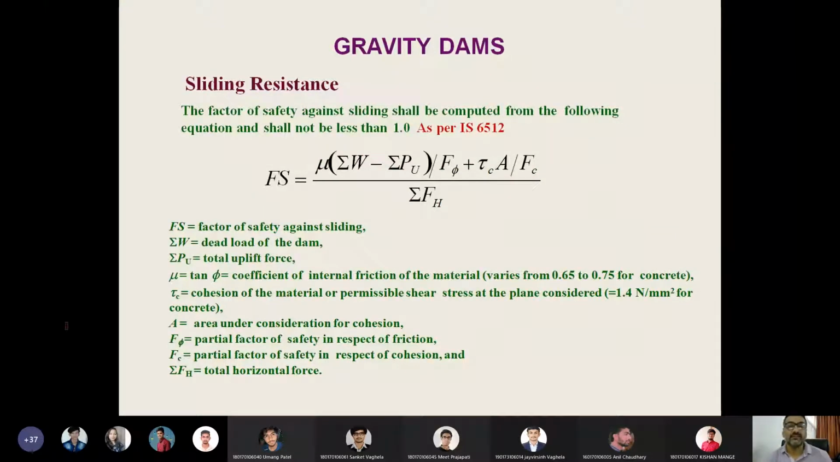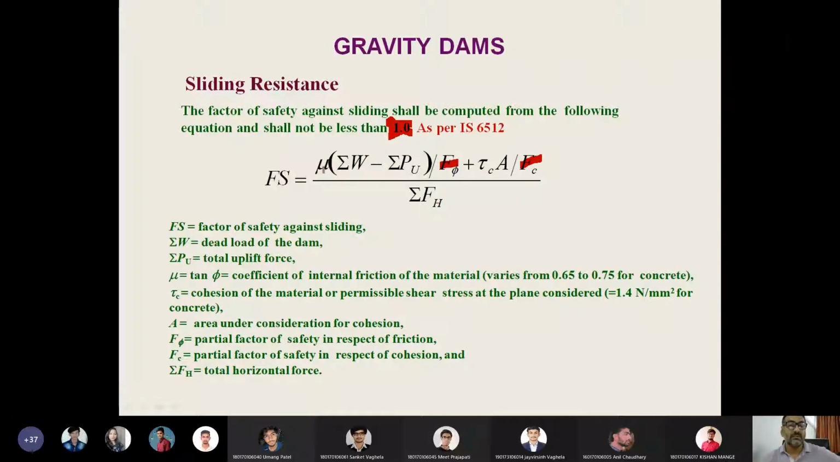Now, to compute the factor of safety against sliding, we use this formula, and this should not be less than 1. Sometimes you may be amazed by the value of 1 here. Why is the factor of safety in sliding kept 1? Look at this: the following equation shall not be less than 1. This is as per the code, and the reason behind that is the partial factors of safety Ff and Fc are used internally twice, one for friction and one for cohesion.